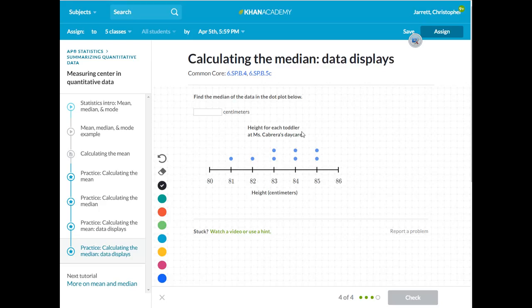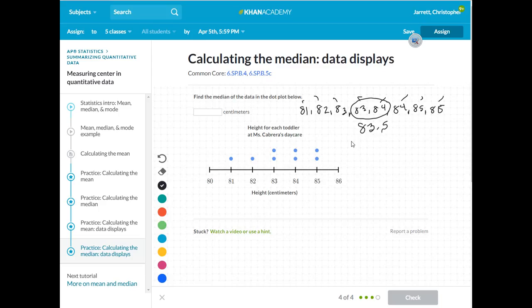And then finally, I have 81, 82, 83 is there twice, 84 is twice, 85 is twice. 81 and 85, 82 and 85, 83 and 84, and 83 and 84. So those two will be together. The number in between 83 and 84 is 83.5.